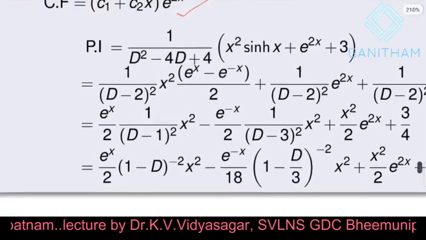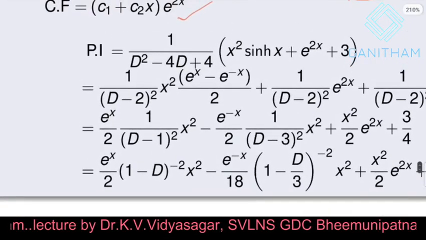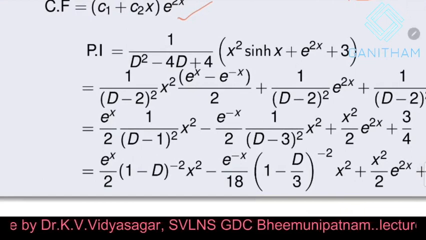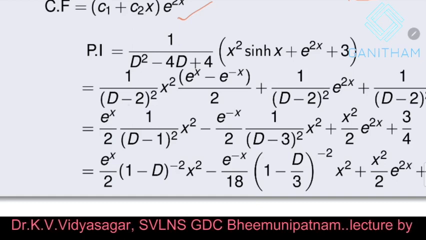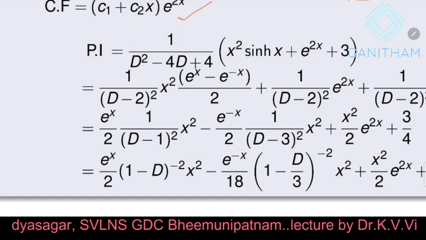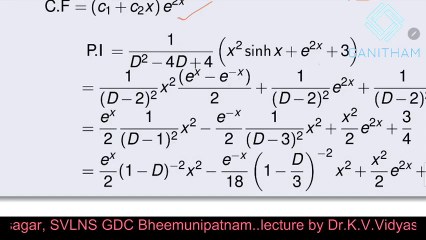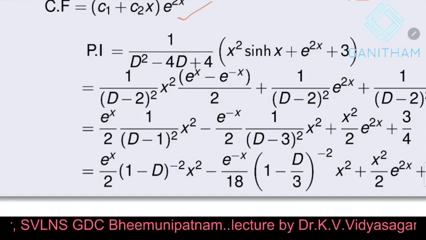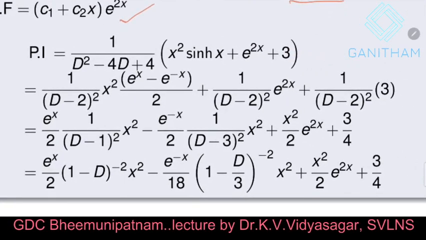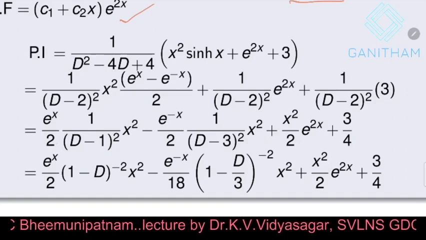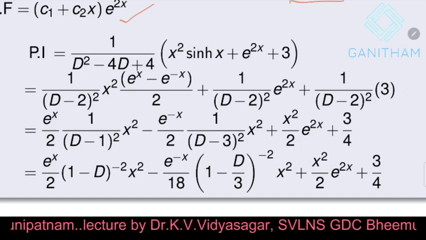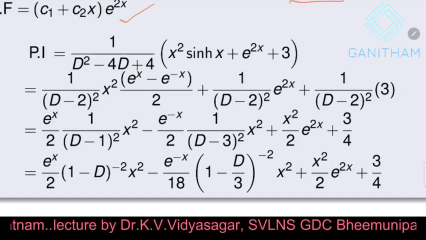Particular integral value is 1 by d square minus 4d plus 4 into x square sinh x plus e to the power of 2x plus 3. I will divide this into 3 terms. So 1 by (d minus 2) whole square into x square sinh x, whose value is (e power x minus e to the power of minus x) by 2, plus 1 by (d minus 2) whole square into e to the power of 2x. Similarly, the last term is 1 by (d minus 2) whole square into 3. So it is equal to e to the power of x by 2, e to the power of x comes forward, and in place of d I will write d plus 1.